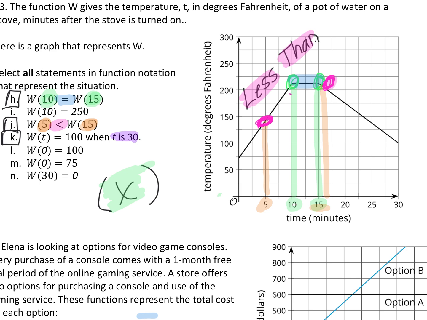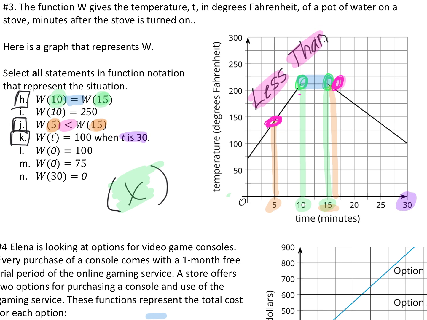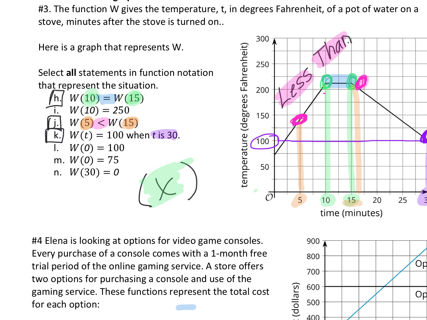So I'm going to go to time, and I'm going to go to where T is 30, and then I'm going to travel up to the graph, which is right here, and you can see that that point on the graph does line up with 100. So that means that W of T, the Y value, is 100 when the T value is 30.